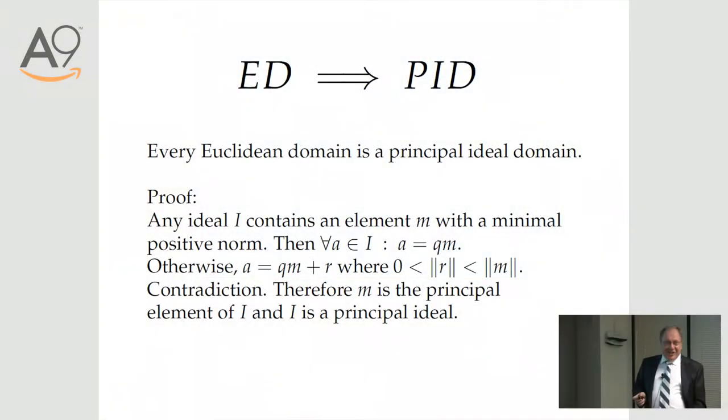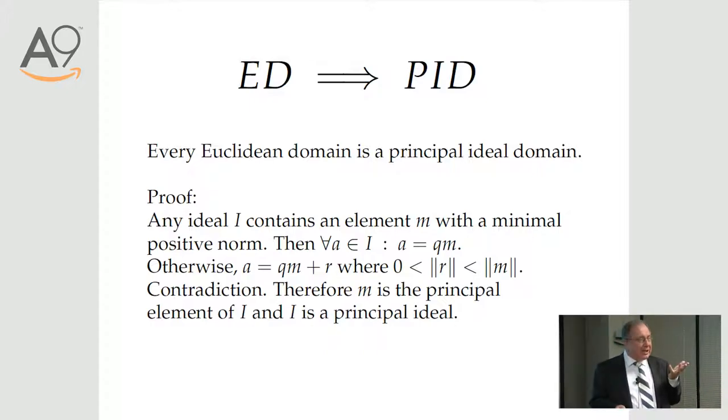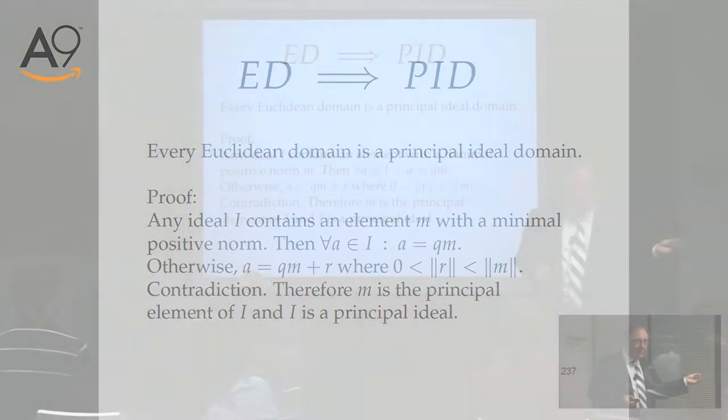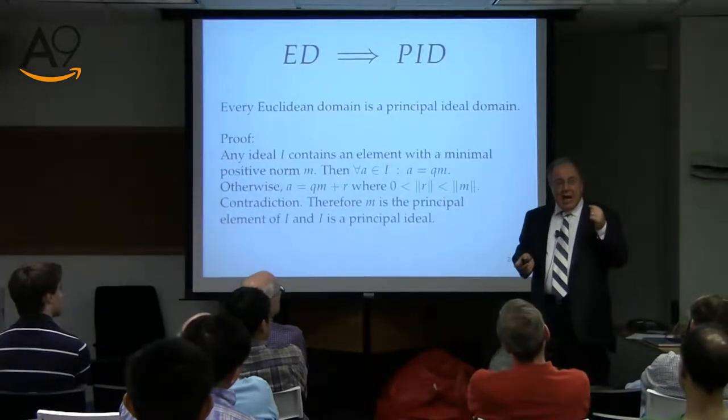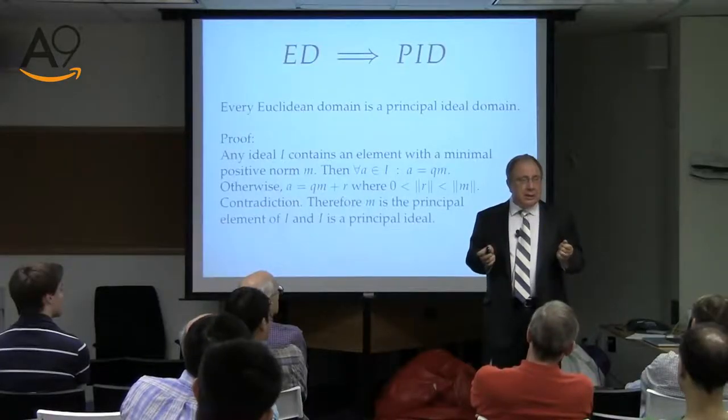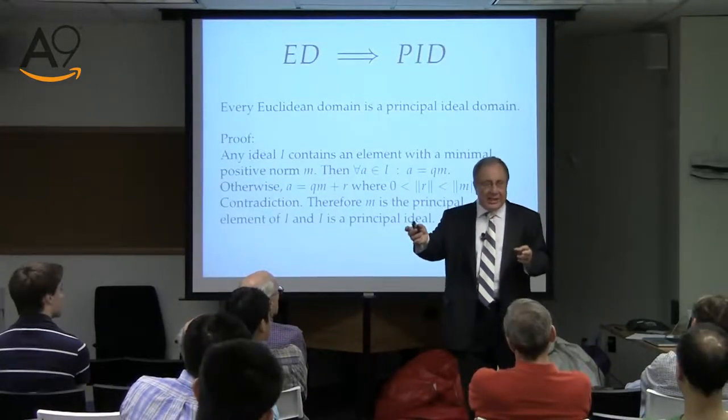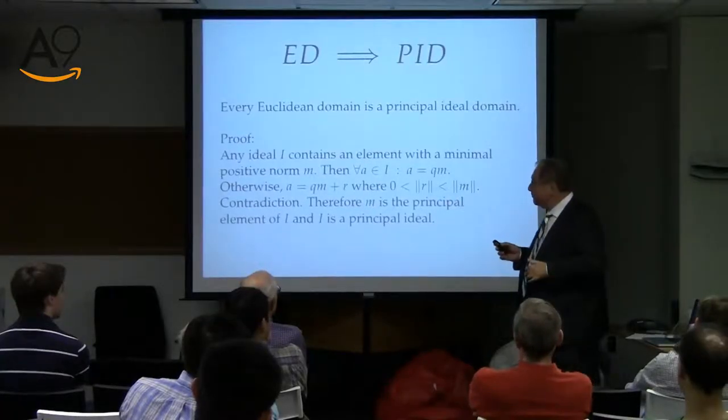See? ED implies PID, right? Practically, before we see the proof, what does it mean? It means that, say, for integers, the canonical example of a Euclidean domain, that's where the Euclid algorithm sort of materialized, yes? In integers, every ideal is a principal ideal, which is just the numbers divisible by something. There are no other ideals. It could be even numbers, or numbers divisible by 17, or numbers divisible by 385, whatever you like. But these are the only examples of ideals in integers. They're all generated by this one element.